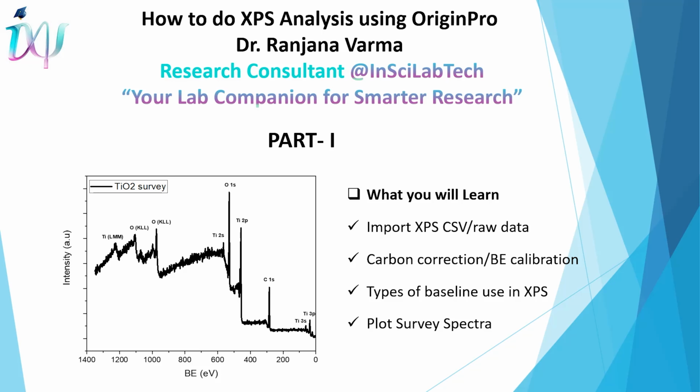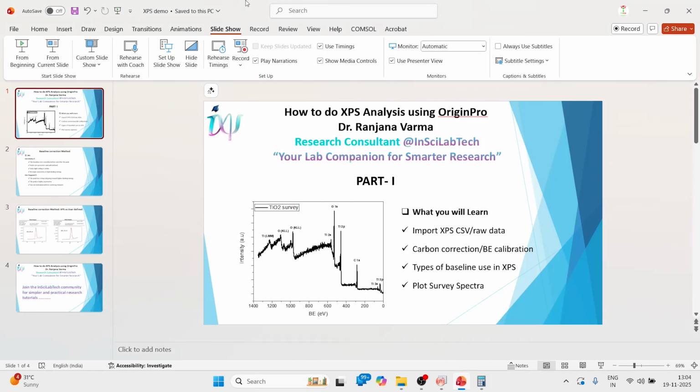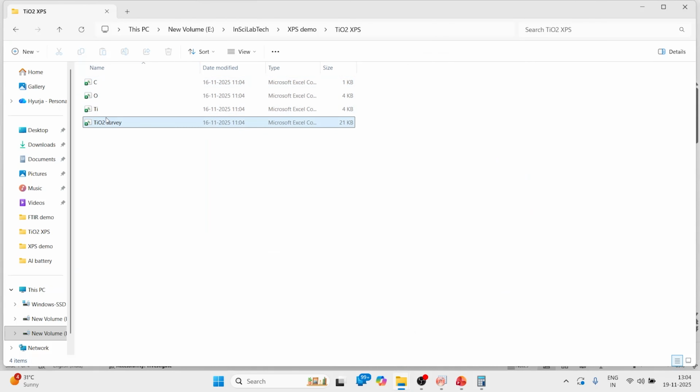Let's begin by importing our XPS data. In XPS, we have multiple files. One is for the survey spectra, and the others hold the high resolution data for all the elements present in your sample, along with the adventitious carbon, which is used as a reference for binding energy calibration.